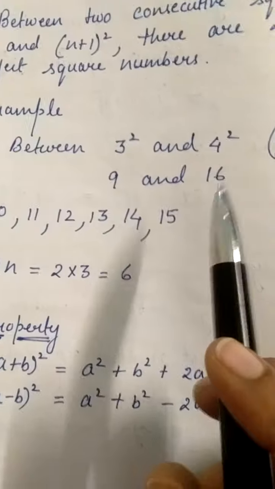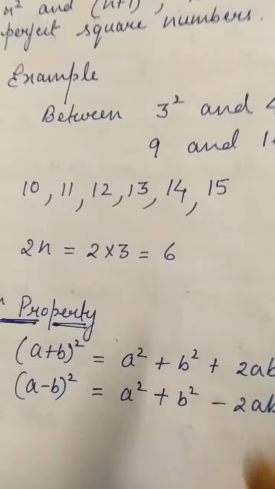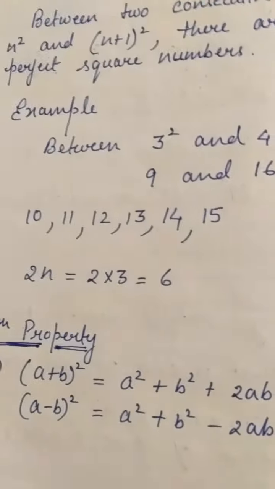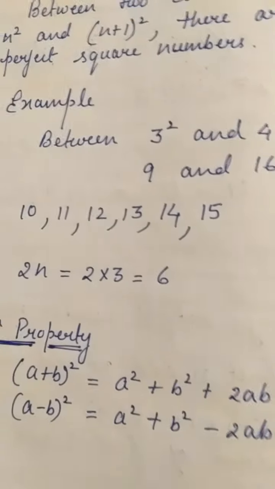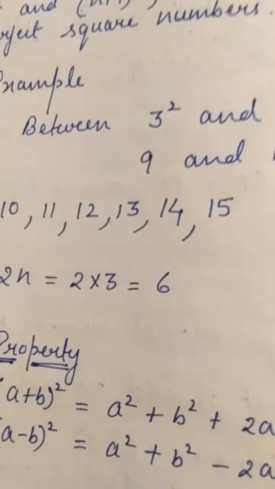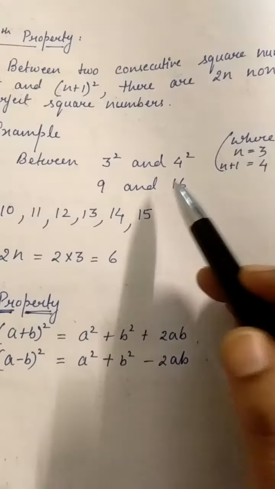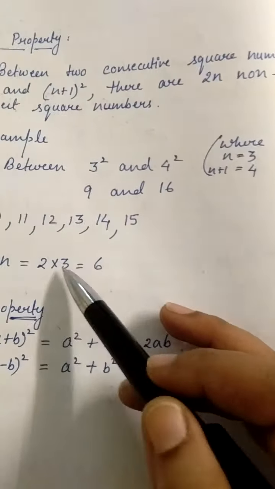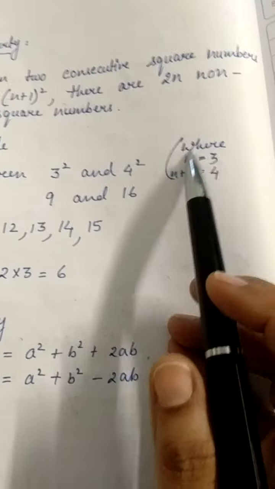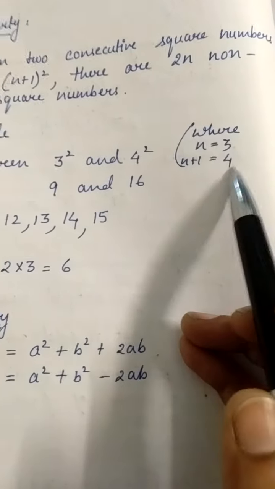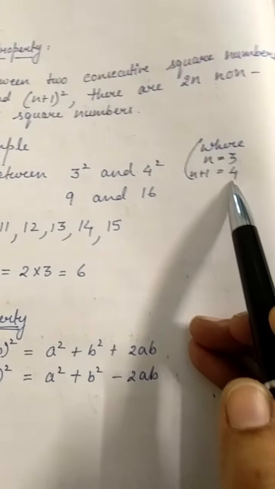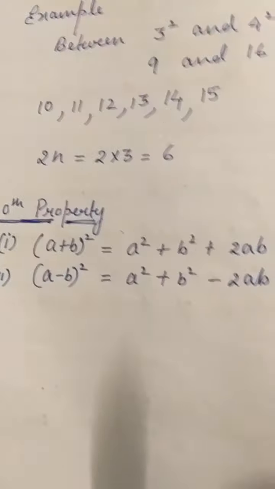If you take 25 square and 26 square, there will be many numbers, 50 numbers between. So it will be very difficult for you to write and count. Therefore, in such cases, we directly use the formula 2n is equal to 2 into 3, that is 6, where n is equal to 3 and n plus 1 is equal to 4. Understood?